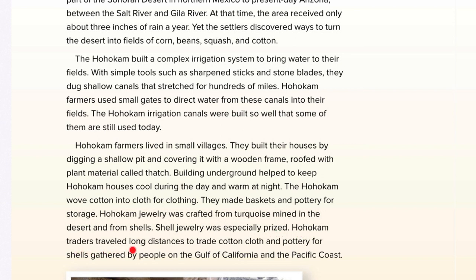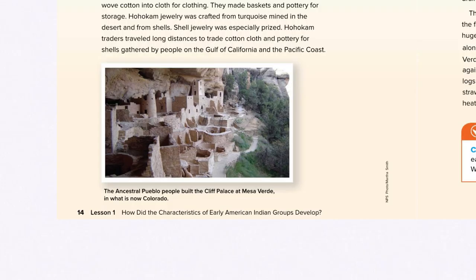Hohokam traders traveled long distances to trade cotton cloth and pottery for shells gathered by people on the Gulf Coast of California and the Pacific Coast. So they would trade with other tribes who were located in different regions. Let's take a look at this photograph here. It says the Ancestral Pueblo built the Cliff Palace at Mesa Verde in what is now Colorado. Look at this. That is just awesome. They built it into the side of a cliff here. And we're going to take a look now at why they did that.